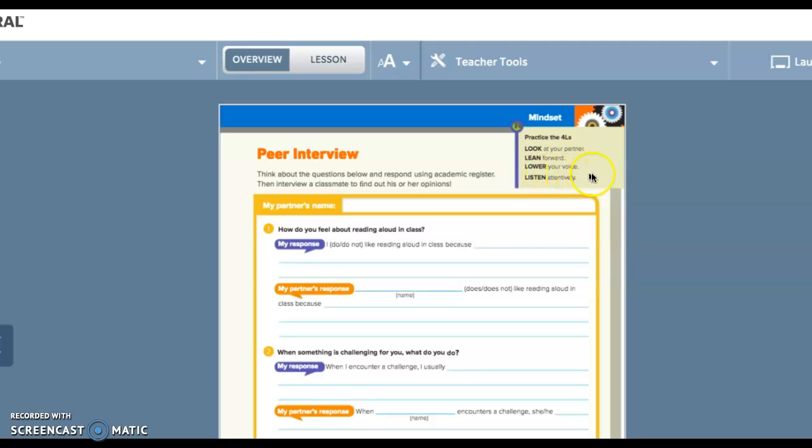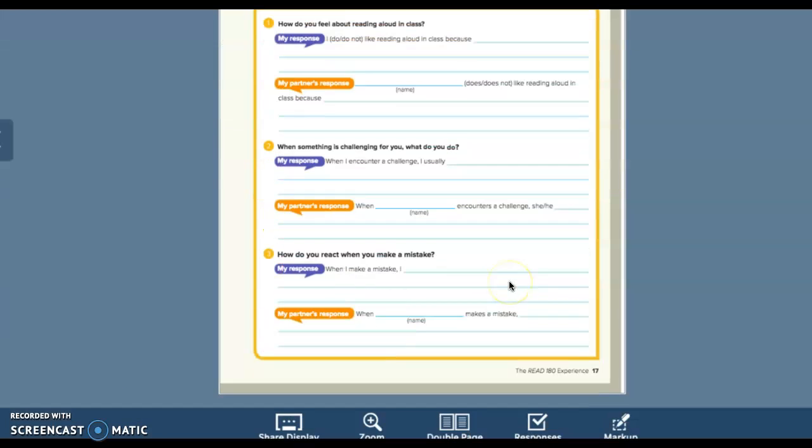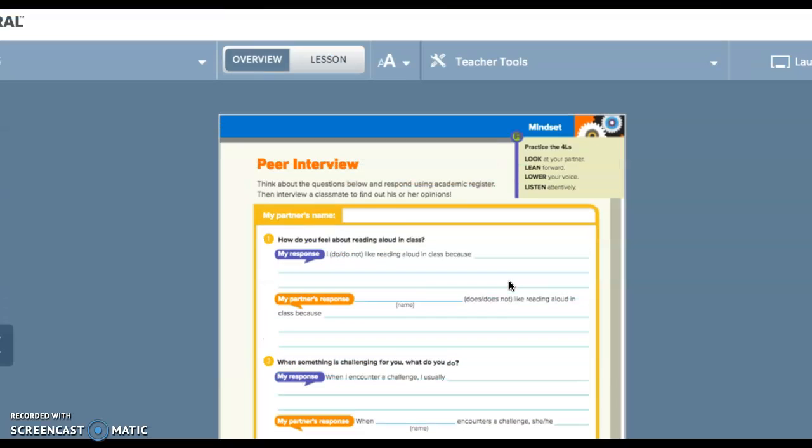Lower your voice. So kind of give yourself a serious voice. And then also listen attentively. I think that goes back to looking at your partner as you are talking and listening. Excuse me. It shows that you are listening and you're paying attention to their answers. So that's what we're going to do today.